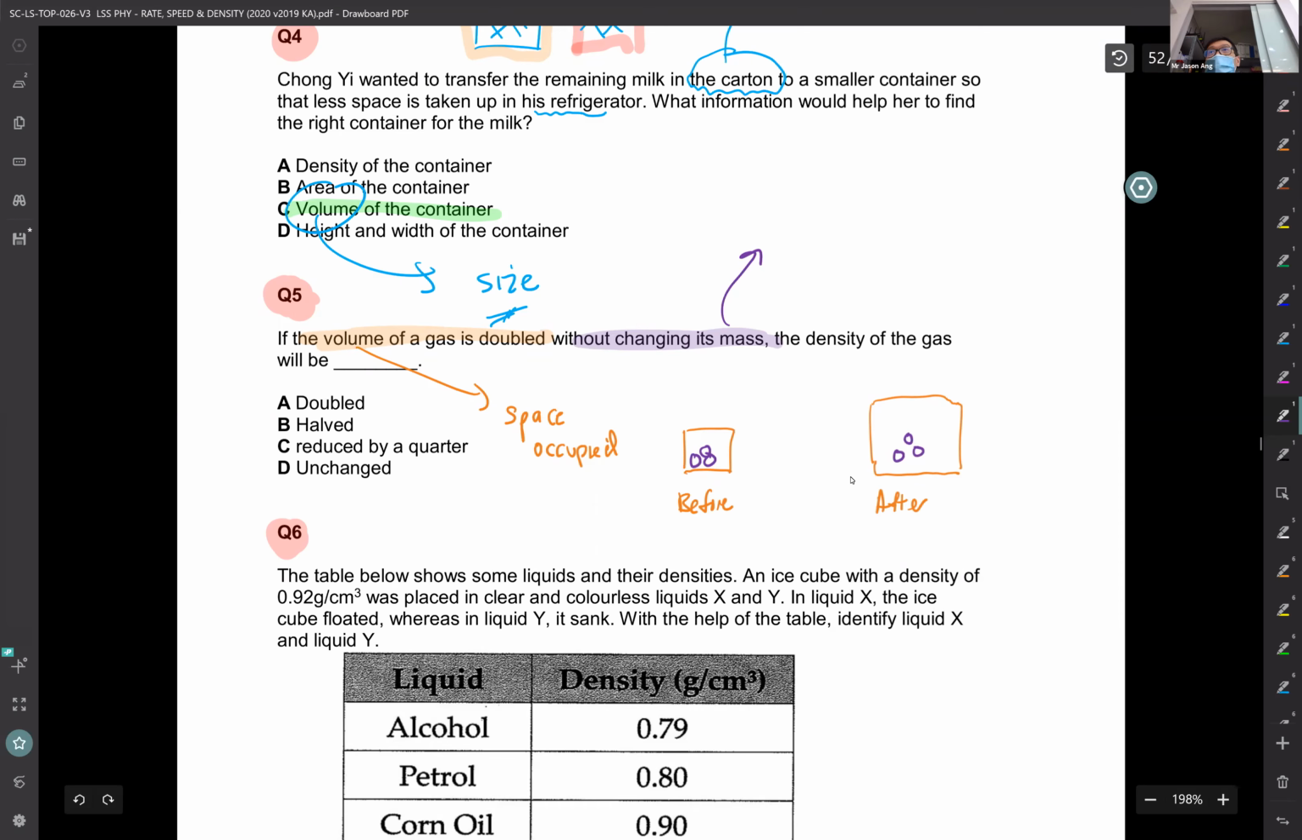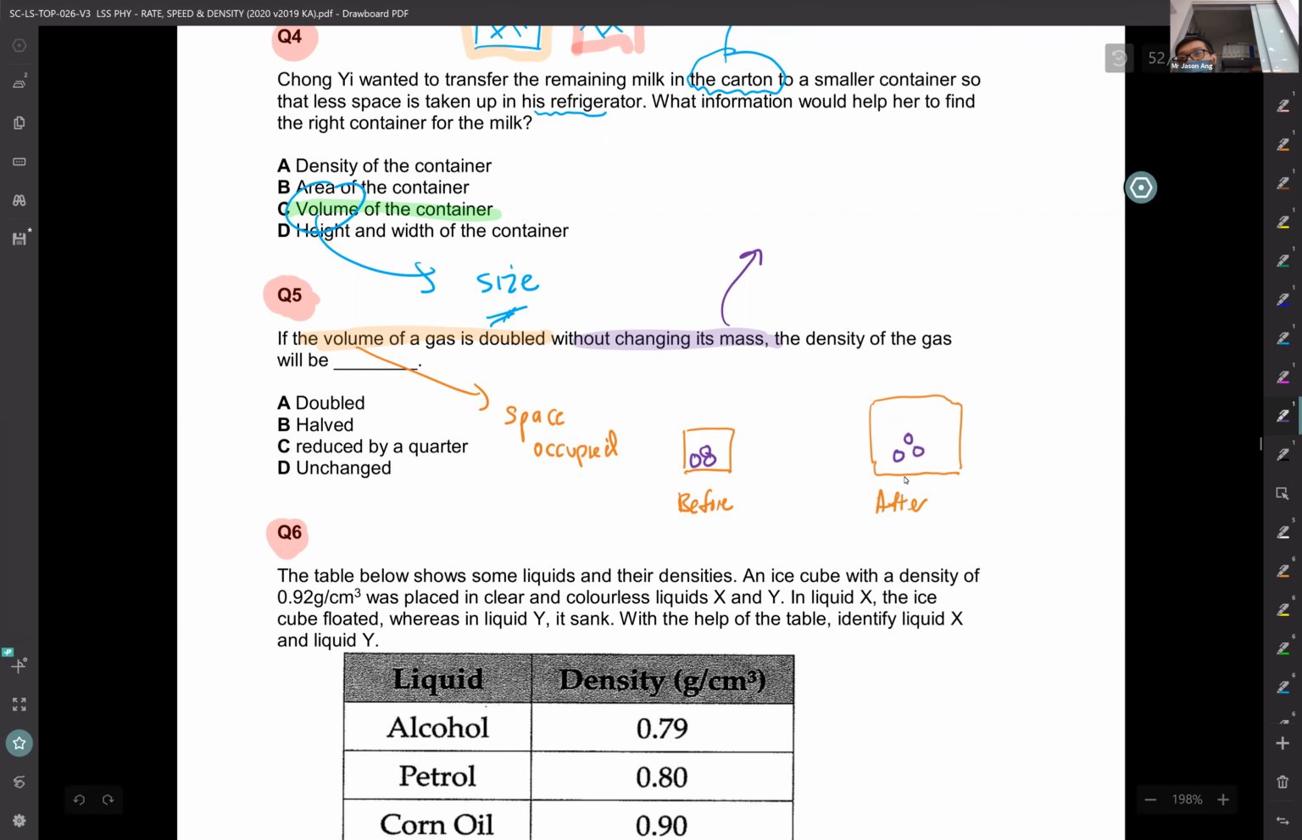Which one is less packed? Is it obvious to you by looking at the drawing? Afterwards, it was less packed, right? With a bigger space, you have 3 particles. What does density mean? What was the first thing I mentioned to you last week? Packing. Remember the packing thing? So would you agree that the density must have decreased in this sense? Because it's less packed, the density must have decreased.